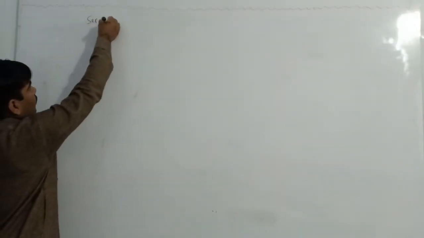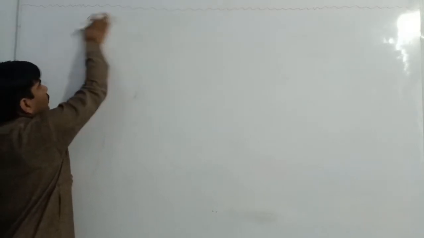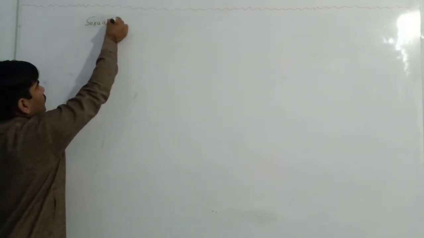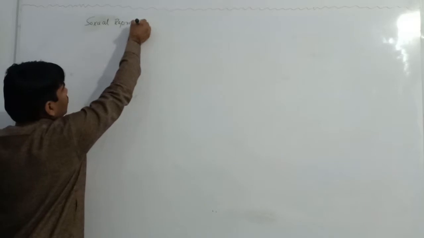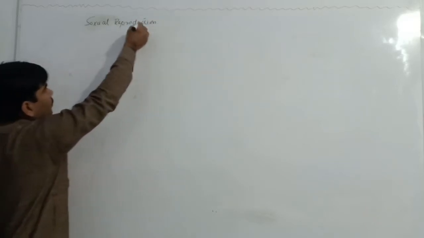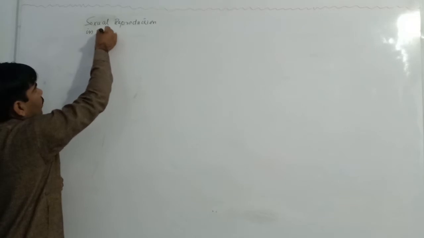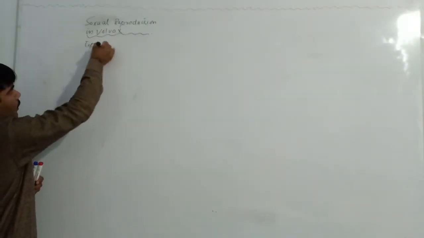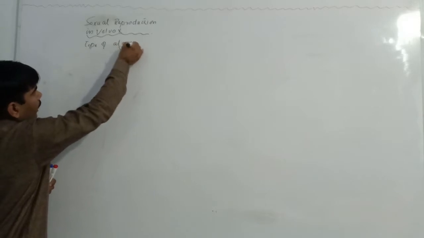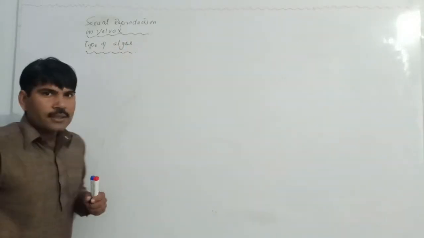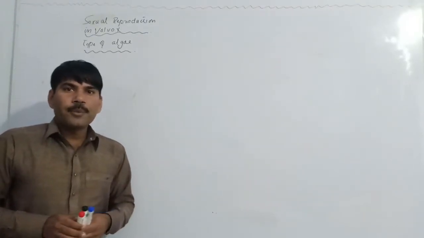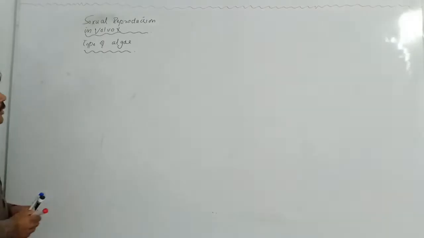Sexual reproduction in Volvox. What is the Volvox? It is a type of algae. In the last lecture we have studied about the asexual reproduction in the Volvox, but now it is time to discuss about the sexual reproduction in Volvox.